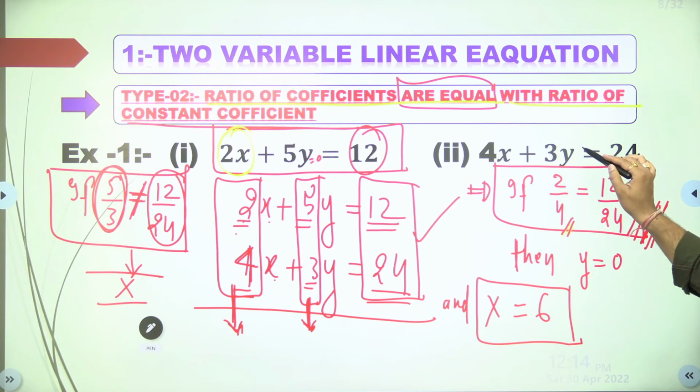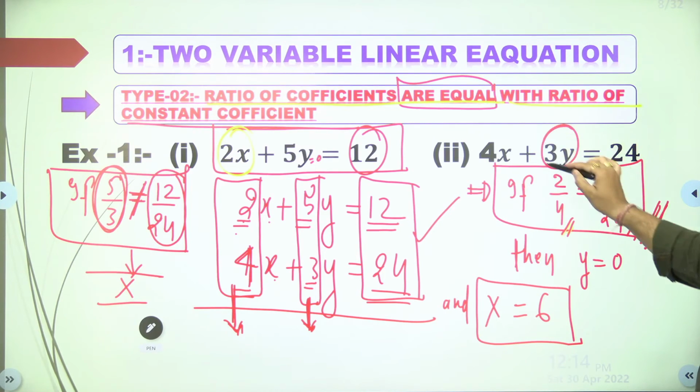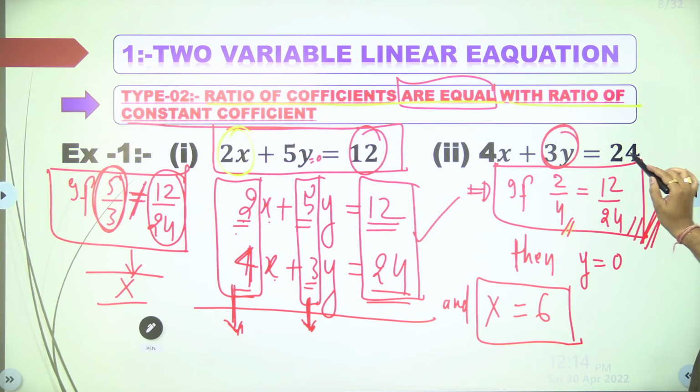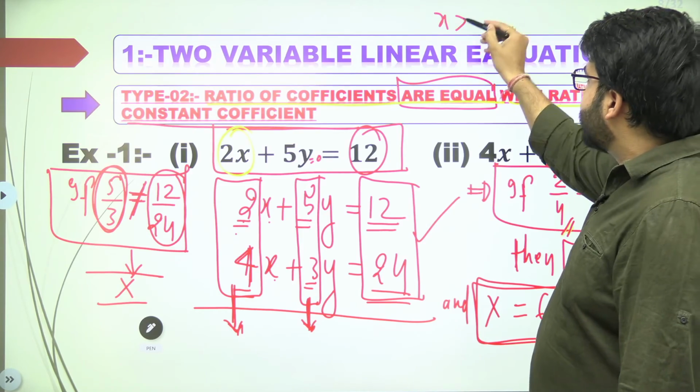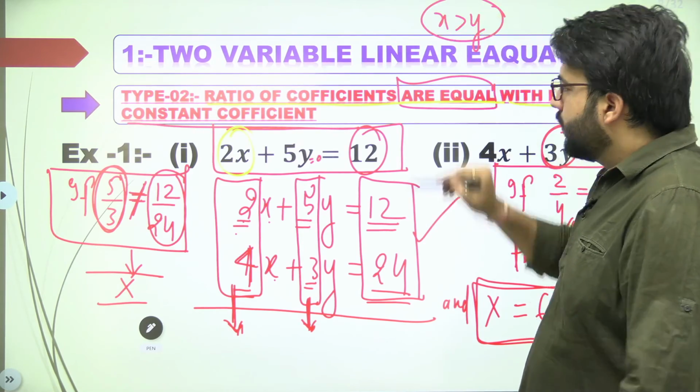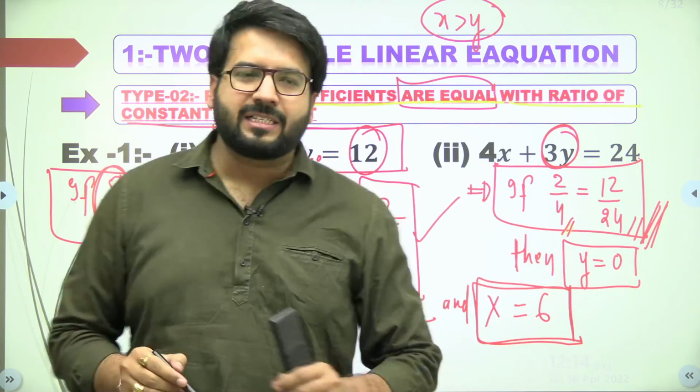Similarly, you can see this equation also. If y equals 0, then 4x equals 24 and x equals 6. So the value of y is shunya, zero, and the value of x will be equal to 6. So what is the comparison of these two? The comparison of these two is x is greater than y.